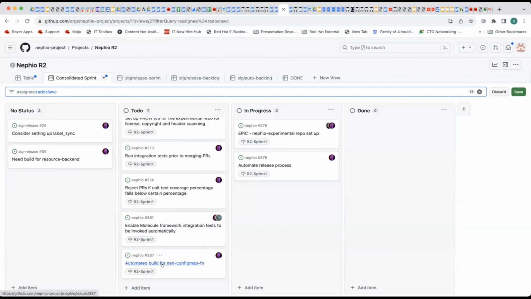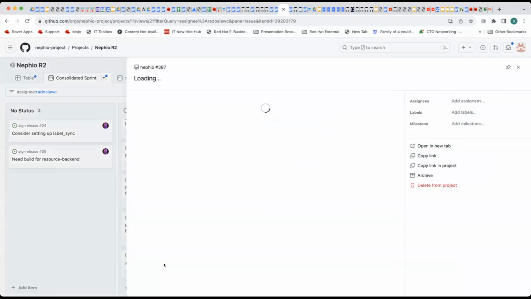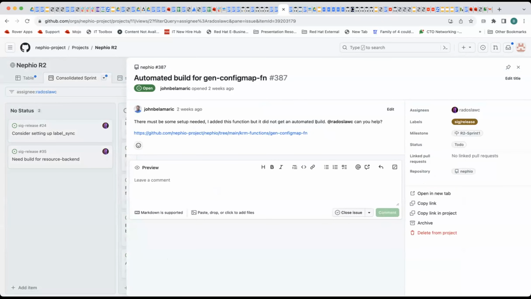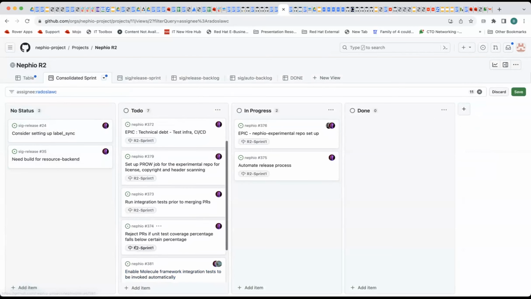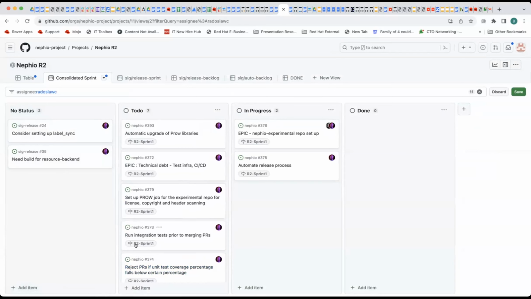this is automated build. This is something that John opened actually, in my view, if I'm correct. Yeah, basically he was looking for some kind of help where he's seeing some of the issues. The automated build is not happening for a particular thing, for this functional report. I somehow missed this. Yeah. Yeah, I will jump into it.